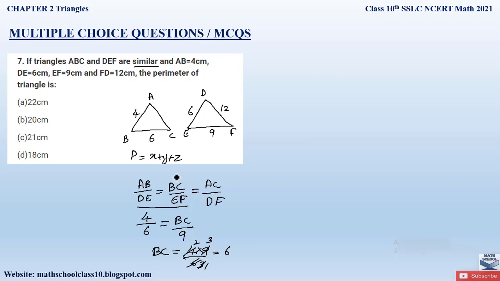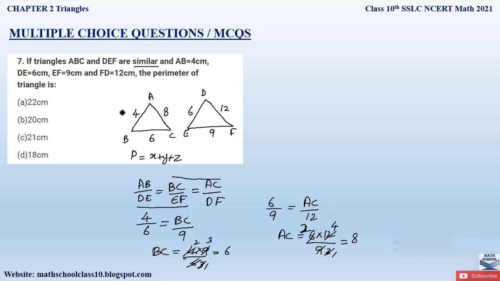Similarly, now let us consider these two ratios and find out AC value. So what is BC now? BC is 6 by EF is 9 equal to AC we have to find out divided by DF is 12. So cross multiplying, we get AC value, that is 6 into 12 divided by 9. 3 2s are 6, 3 3s are 9, 3 1s are 3, 3 4s are 12, so 4 2s are 8. So AC value is 8 centimeter.